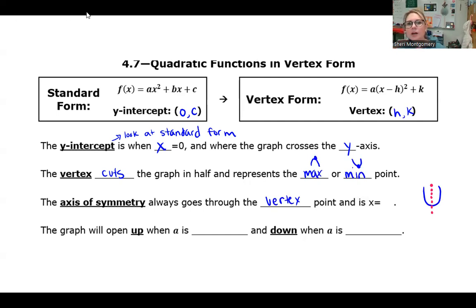So the a value is what goes all the way in the front. And this is just like when we graphed the absolute value. The V's, it's the same. So a is going to tell you that you are up when a is what? What do you think? Positive. And you're down when a is negative. And all I mean by that, up means you're facing up, down means you're facing down. That's all it means, up or down.